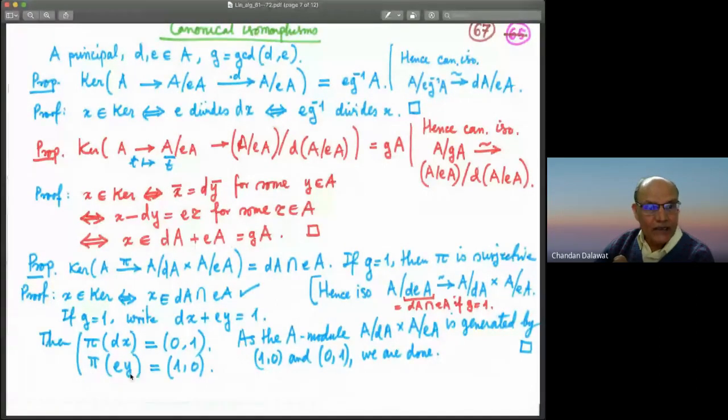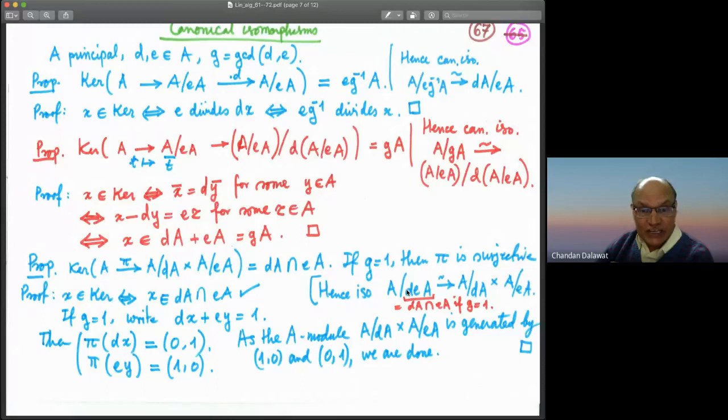Similarly, pi of EY, what is that? EY is 1 minus DX. DX is congruent to 0 modulo D, so EY is congruent to 1 modulo D. That's what I've written here. And EY is certainly congruent to 0 modulo E. So the image of pi contains (0,1) and (1,0). But (0,1) and (1,0) generate this A-module, so the image has to be the whole of A modulo D cross A modulo E. That's what it means to say that pi is surjective.